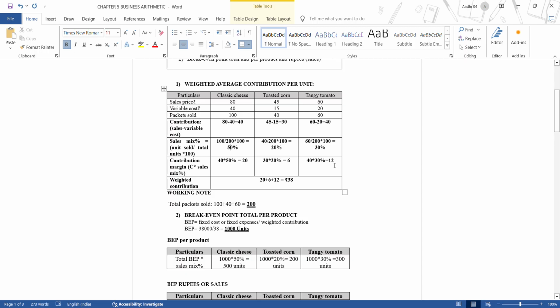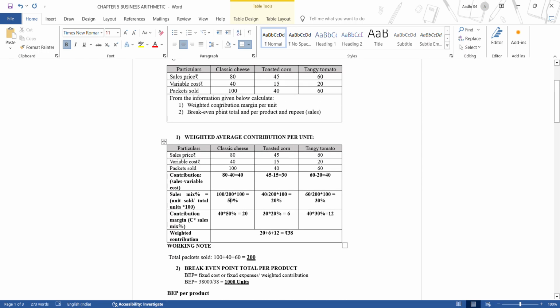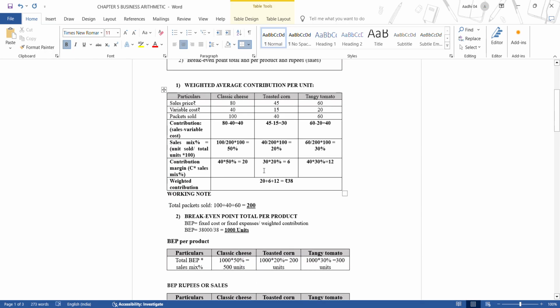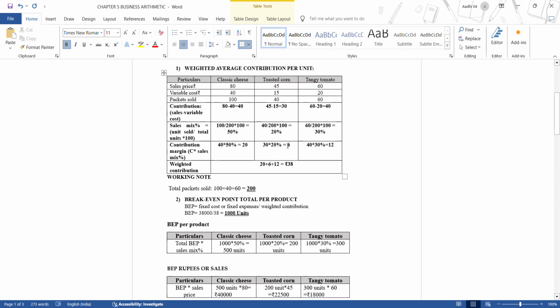So we got contribution margin for each and every product individually. Now we need to total. So the first question is weighted contribution margin per unit. To find weighted contribution margin, all you have to do is add all the three together. So that is 20 plus 6 plus 12 is equal to 38. So here you have solved the first question. Now I hope this is clear.